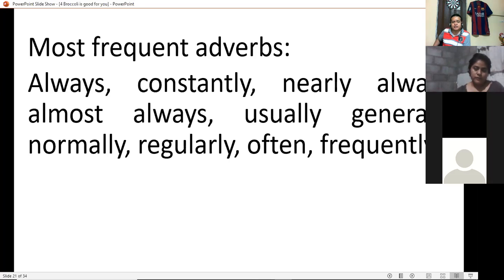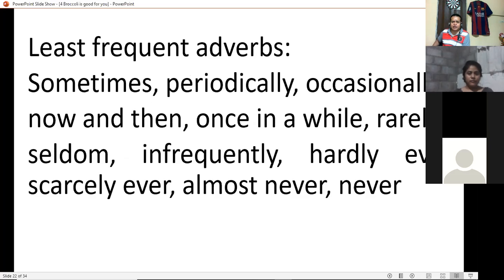Okay. Stephanie, can you read this part, please? Most frequent adverbs: always, constantly, nearly always, almost always, usually, generally, normally, regularly, often, frequently. Okay, good. ¿Alguna pregunta en este párrafo? Okay. Good. Let's see. Least frequent adverbs: sometimes, periodically, occasionally, now and then, once in a while, rarely, seldom, infrequently, hardly ever, scarcely ever, almost never, and never. ¿Todos leyendo?